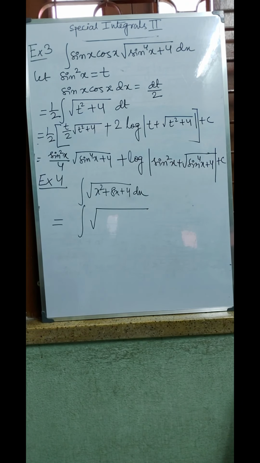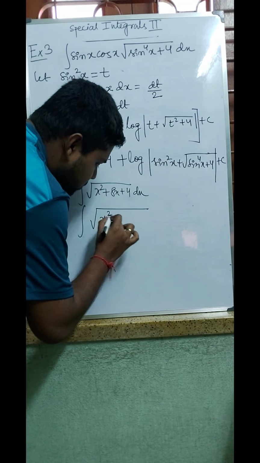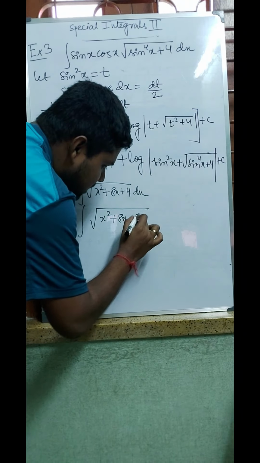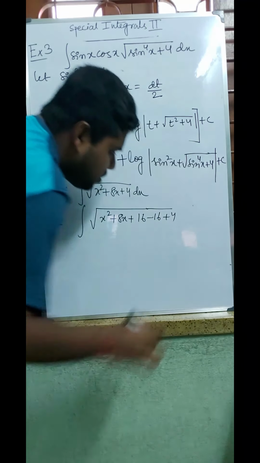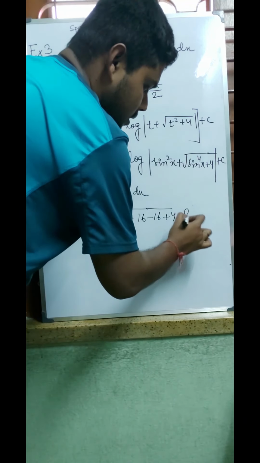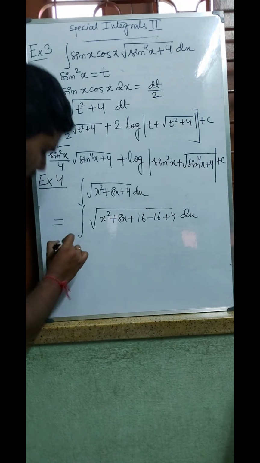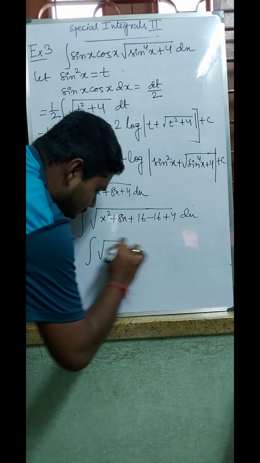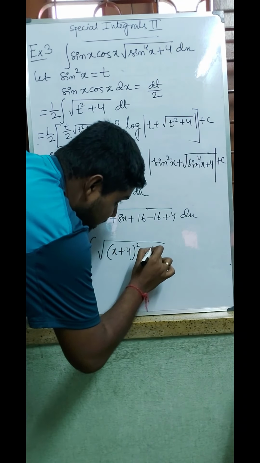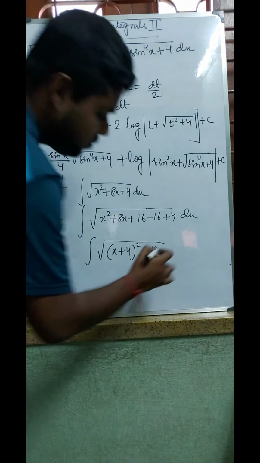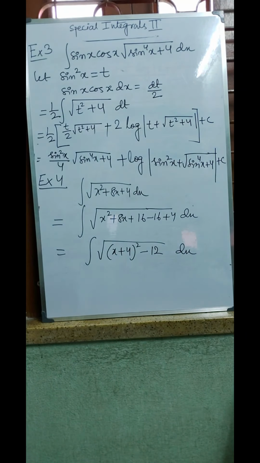So whole square thing, I can do it something like this: x square plus 8x plus 4, so 2 into 4 into x, so plus 16 minus 16, so x square plus 8x plus 16 minus 16 plus 4. So this is how it comes, dx. So therefore this becomes under root x plus 4 whole square minus 12 dx, right?